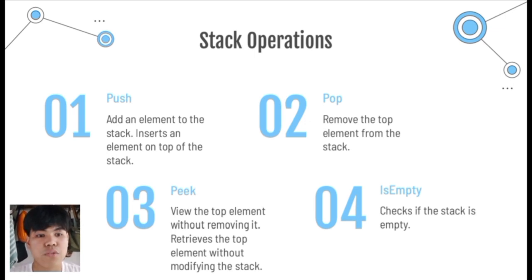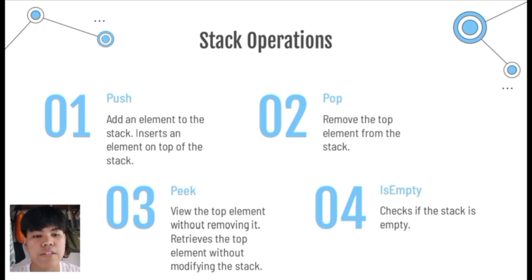Think of it like placing a new book on top of a pile. Number 2, pop. This removes the top element from the stack. Continuing the book analogy, it's like taking the top book off the pile. Number 3, peek. This lets us look at the top element without removing it. We're basically just checking which book is on top.